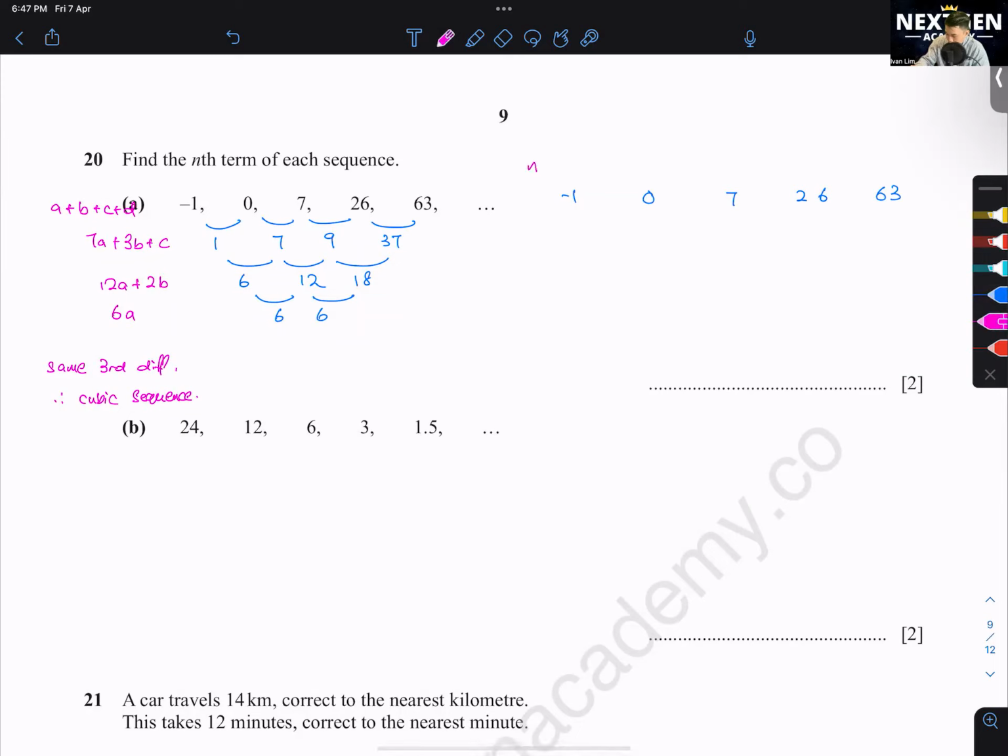This is my n. N means my n term. When my n is 1, my value is -1. When my n is 2, my value is 0. When my n is 3, my value is 7. When my n is 4, my value is 26. When my n is 5, my value is 63.